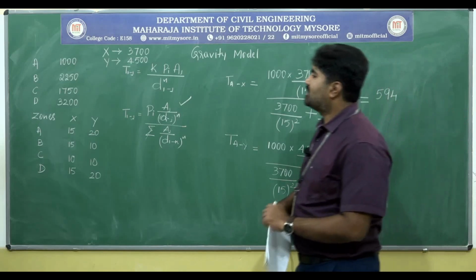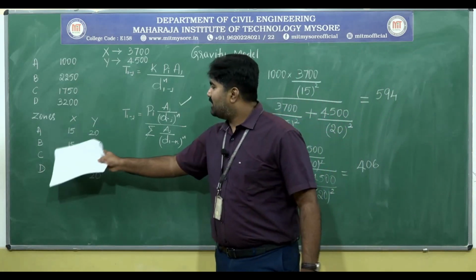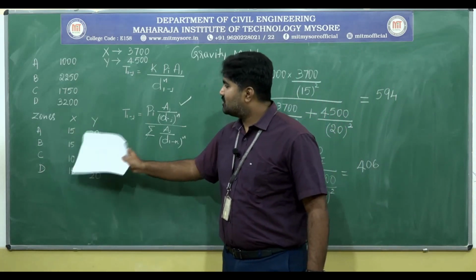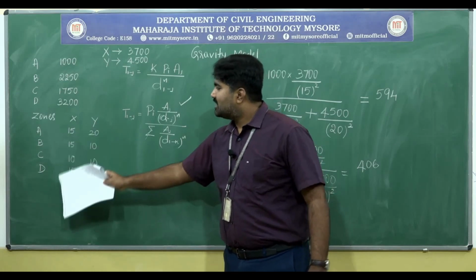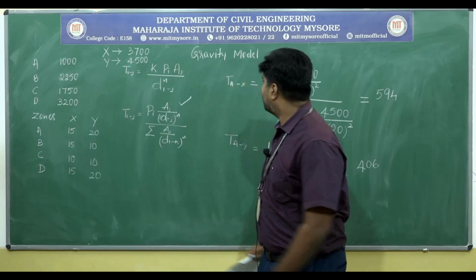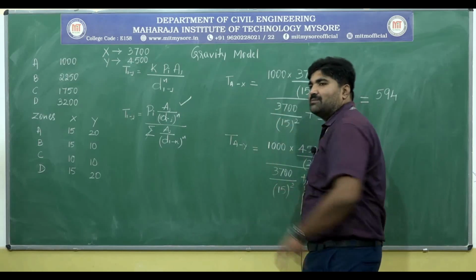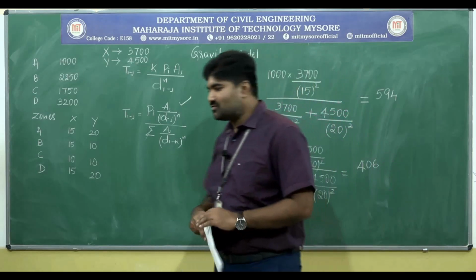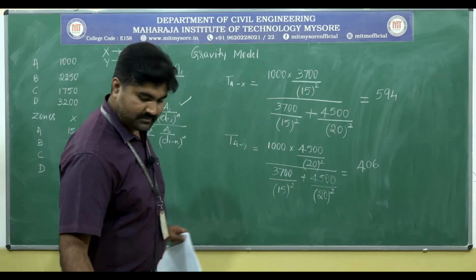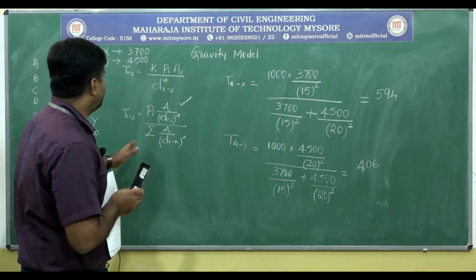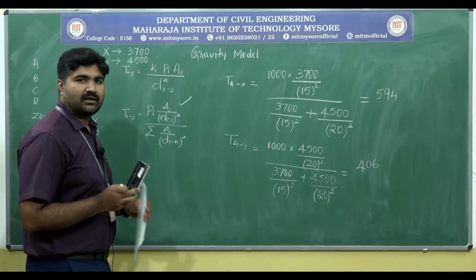Similarly, we have to distribute the trips between B to X, B to Y, C to X, C to Y, D to X, and lastly D to Y. Now we have distributed the trips of one zone, the remaining 6 we have to distribute. I think I can rub this now.